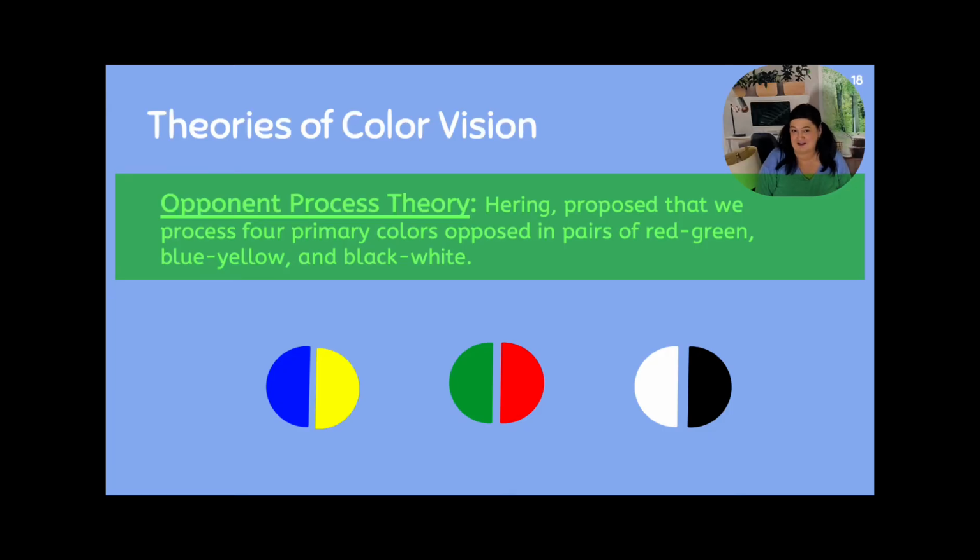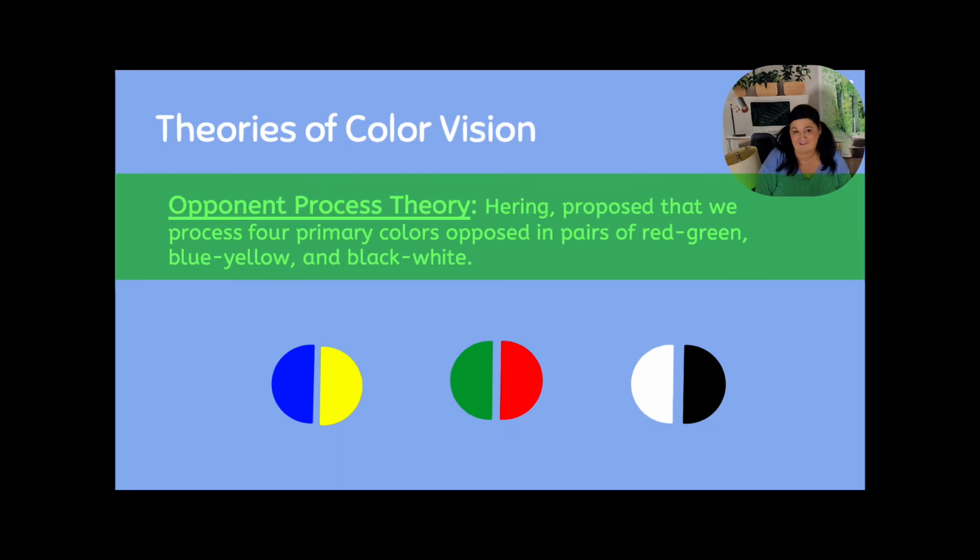The idea being here that the blue and the black get tired out, and so the only thing left for you to see are the red, white, and blues. Okay, so that's opponent process theory.